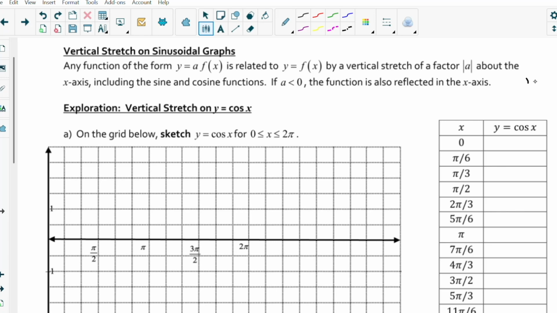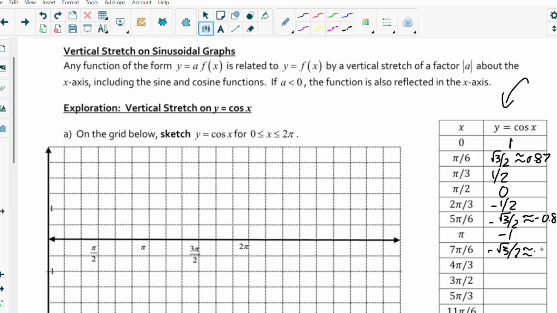So off to the right, I've given you a table of values. Do the same sort of thing we did with the sine function, but now with cosine. So when x is 0, cosine is 1. When x is pi over 6, cosine is square root of 3 over 2. That's roughly 0.87. That'll help you graph it, okay? And then so on. So you know how to derive all these values. 1/2, 0, negative 1/2, negative square root of 3 over 2. That's about negative 0.87. Okay, negative 1, negative square root of 3 over 2.